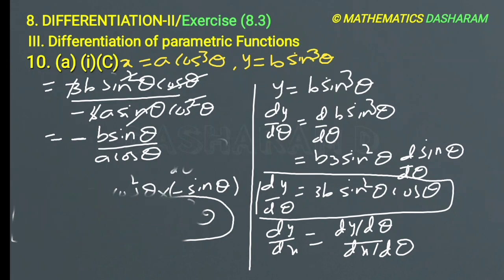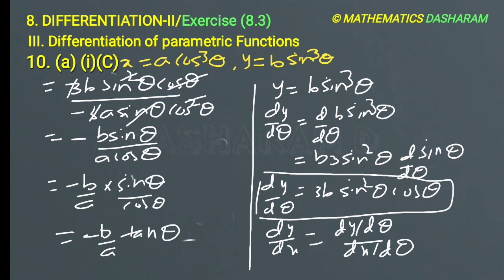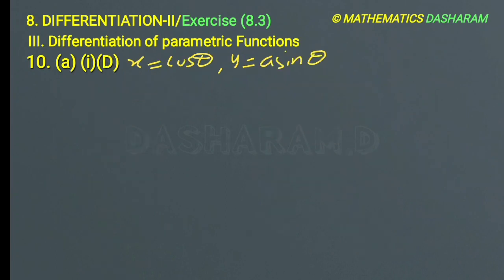So here we can simplify this. So minus b by a into sin theta divided by cos theta. So minus b by a into sin by cos, which is tan theta. So this is our required answer.